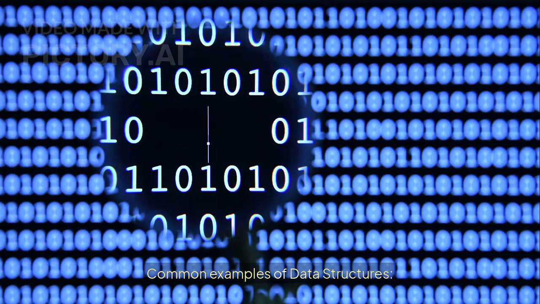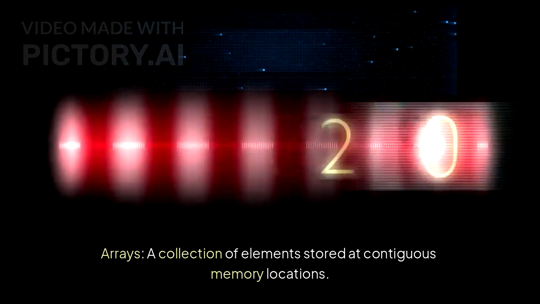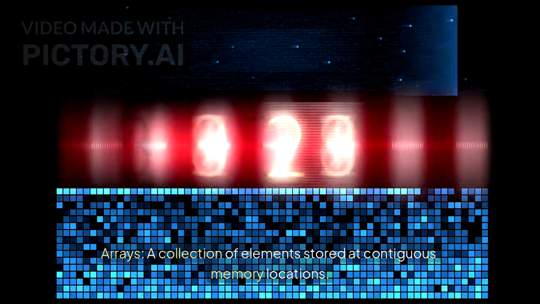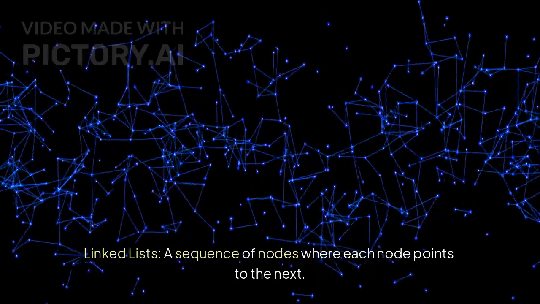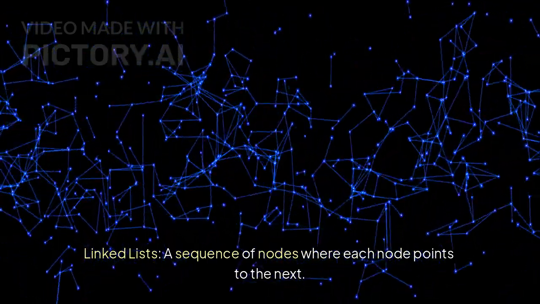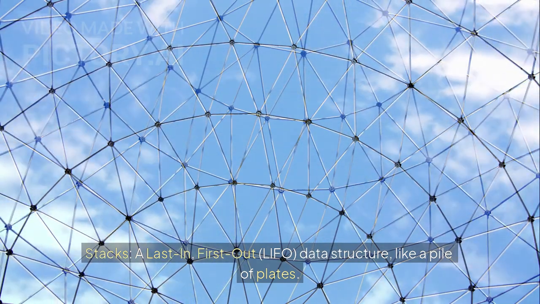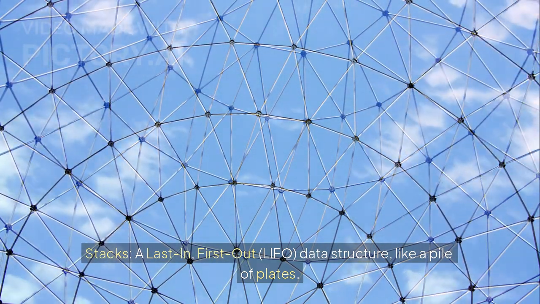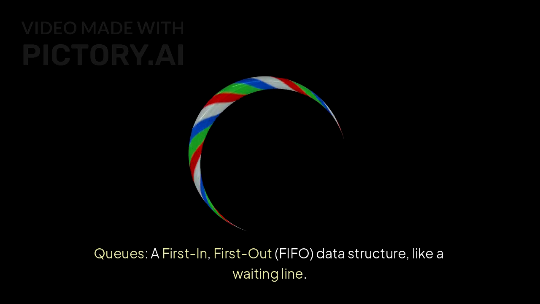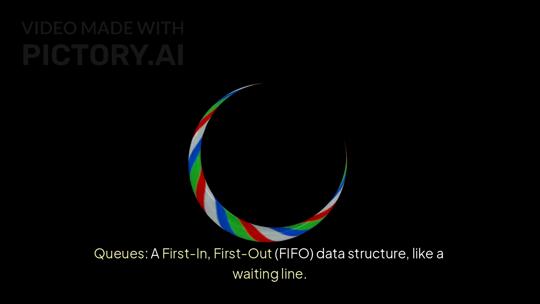Common examples of data structures. Arrays: a collection of elements stored at contiguous memory locations. Linked lists: a sequence of nodes where each node points to the next. Stacks: a last in, first out, LIFO data structure, like a pile of plates. Queues: a first in, first out, FIFO data structure, like a waiting line.